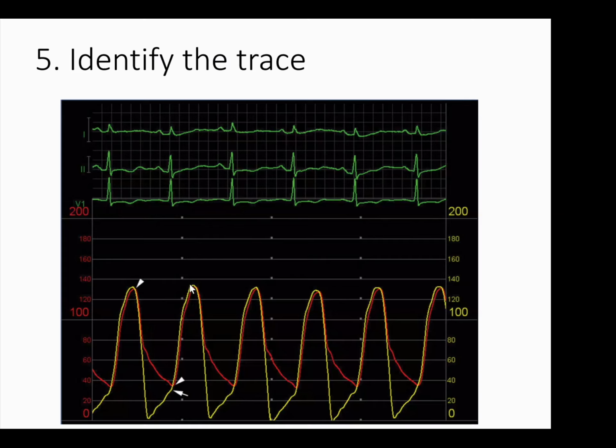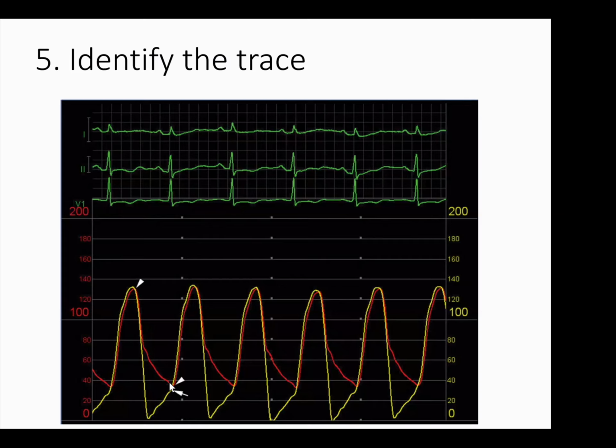Now here the yellow one is the LV pressure trace and the red one is the aortic pressure trace. Here the systolic pressure of LV and aorta are equal, so there is no systolic gradient. However, when we go from the peak of the R wave and draw a line here, this is the LV end diastolic pressure, and the aortic diastolic pressure and the LV end diastolic pressure are almost equal. Aortic diastolic pressure is around 30 mm of Hg, and the LVEDP is also around 30 mm of Hg.